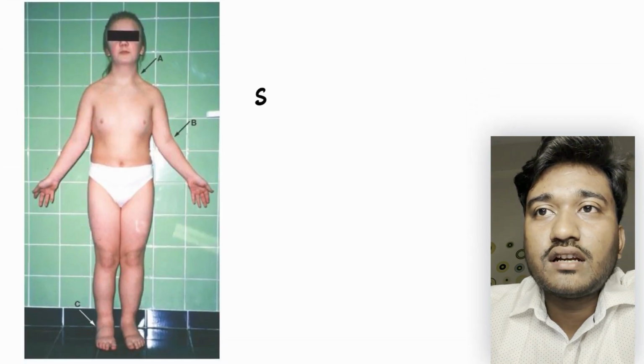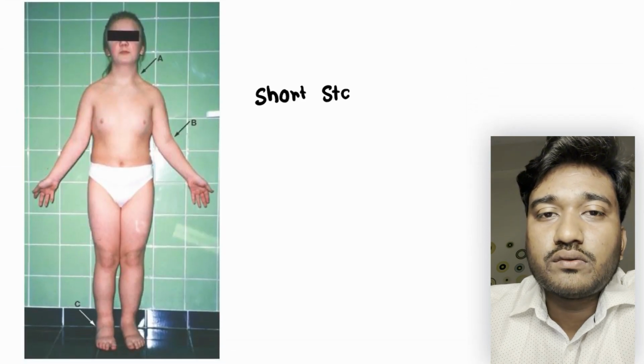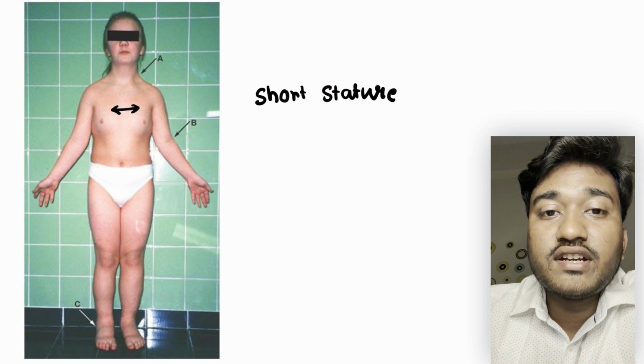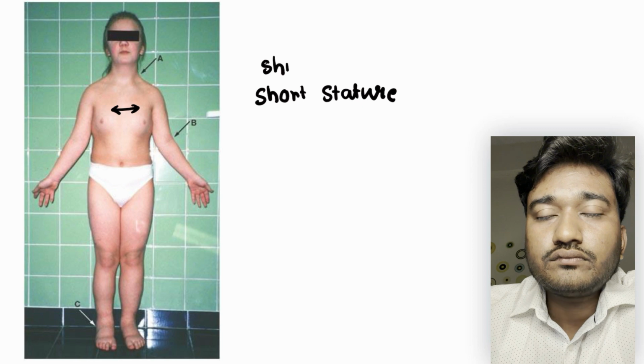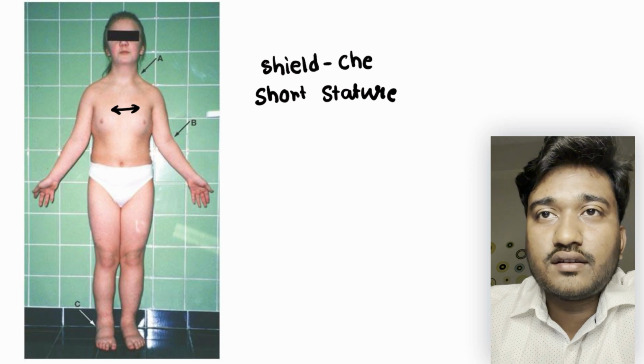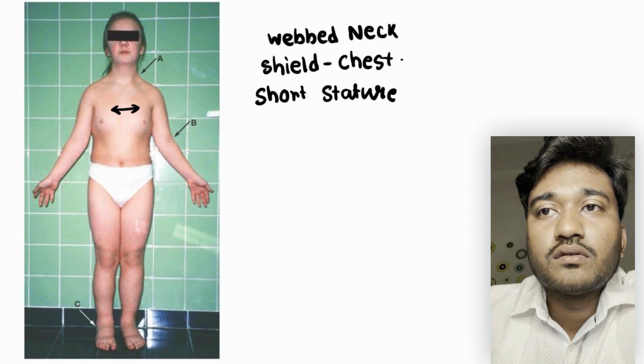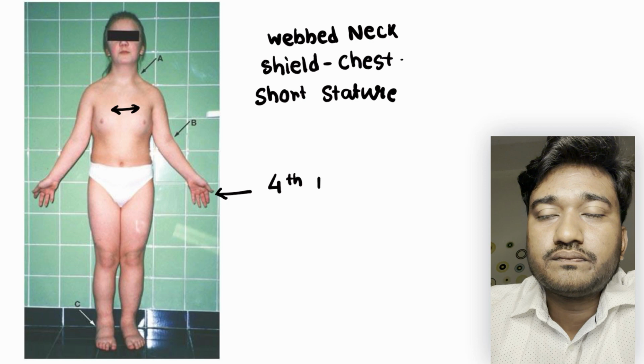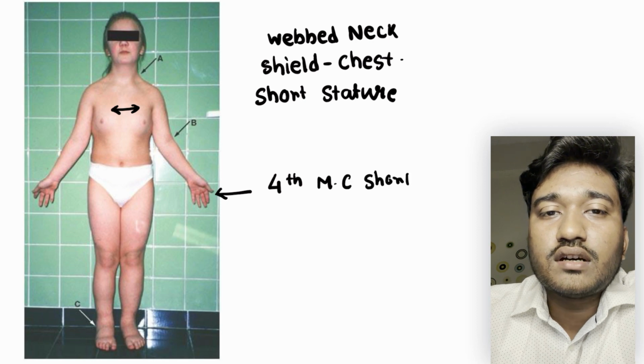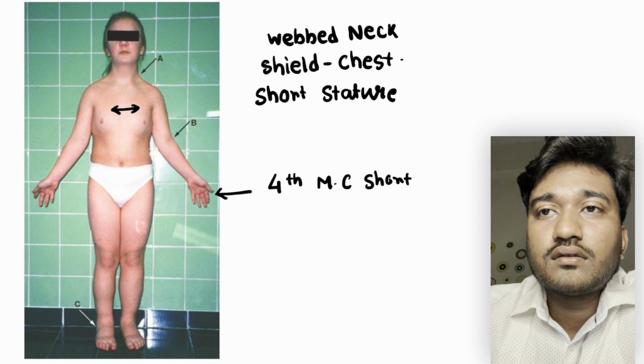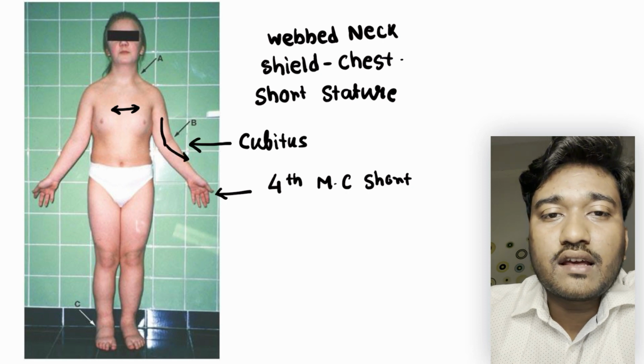This is a Turner child. Look at it, there is short stature with a short fourth metacarpal, a wide shield-shaped chest, and a short neck or webbed neck. Shield chest, short stature. The fourth metacarpal is short. And look at the elbow joint of this child. In the elbow joint you can find there is cubitus valgus.